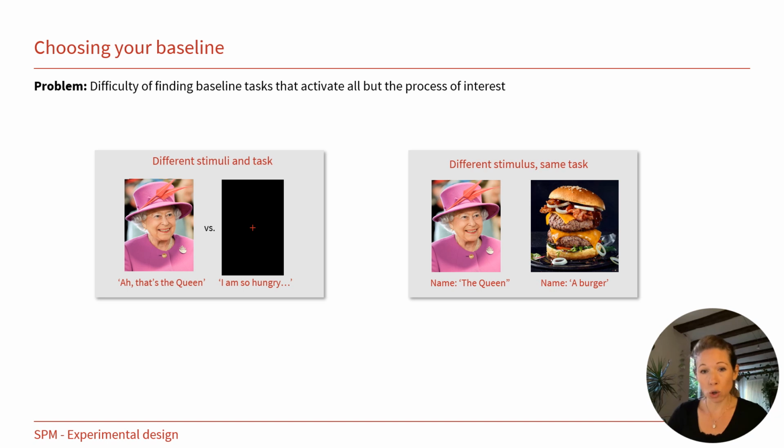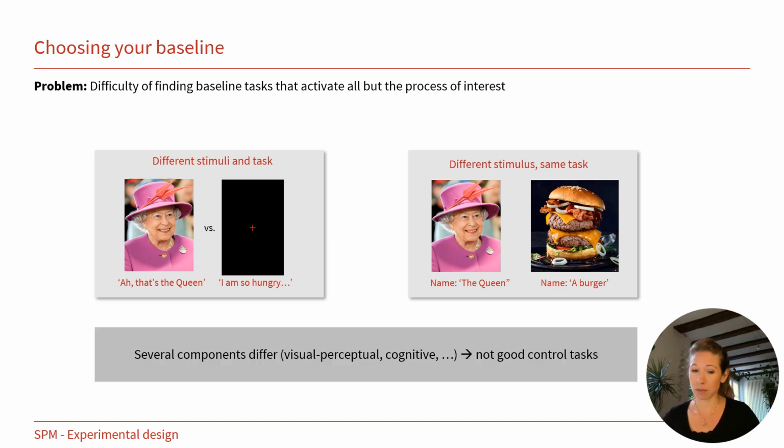You could also show a complex object as complex as the face you're showing in the experimental condition. Is this a good control condition? Well, again, you might not be able to isolate your process of interest because you would have to control for the more basic processes related to face recognition, which would be face perception. So in these two examples, there are too many aspects or components in your control condition that are differing. So these are not good control tasks.